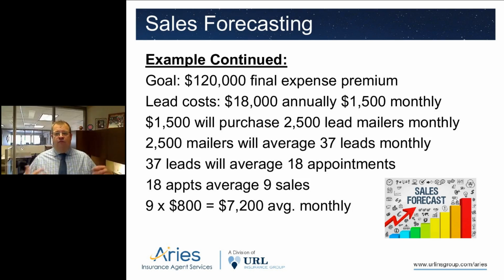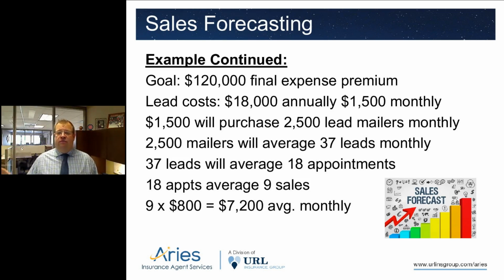So for $120,000, breaking all of this down, lead costs for that annually is about $18,000, which means I'm spending about $1,500 a month on leads. And that is an expense. Again, not a luxury. It is an operating expense. Nice thing about it is you can write it off at the end of the year. So $1,500 a month will purchase 2,500 lead mailers for final expense. A 1,000-piece mailer is about $550. So if you're dropping about $1,500, that's going to get you about 2,500 lead mailers.